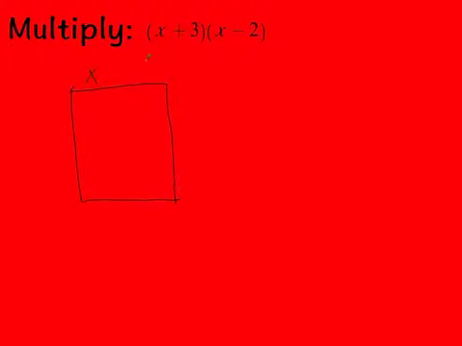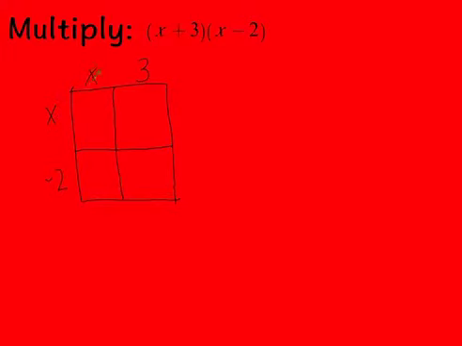We're going to label our box with x and 3 and x and negative 2, or you could switch the sides. It doesn't really matter as long as you have both sets of parentheses represented on the sides, and if it's a plus 3, then you've got a positive 3. If it's a minus 2, you've got a negative 2. Alright, so then you split your box up, and you multiply inside your box.